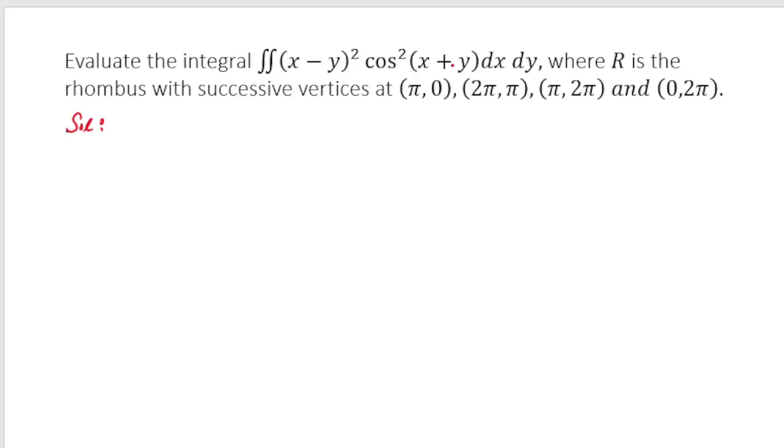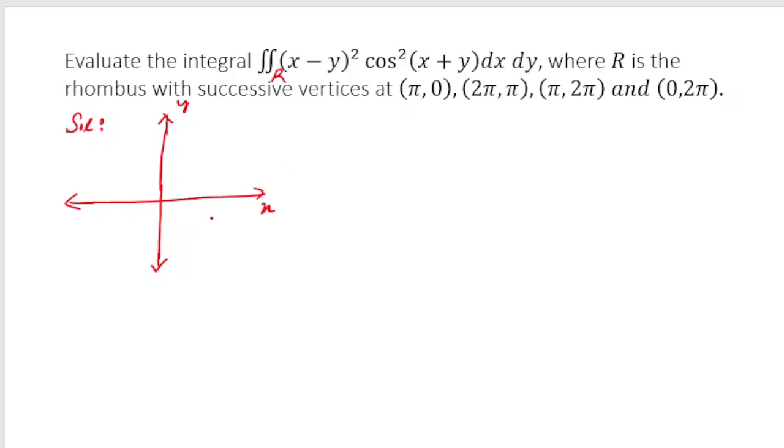Evaluate this integral over the region R, where R is the rhombus with the successive vertices at (pi, 0), (2 pi, pi), (pi, 2 pi) and (0, 2 pi). So before I solve the question, I just want to quickly draw this region. This is the x-axis, this is the y-axis, and this is an important question. So listen to this very carefully, because if you are able to understand this question, possibly you will be able to understand the change of variable in any kind of problem.